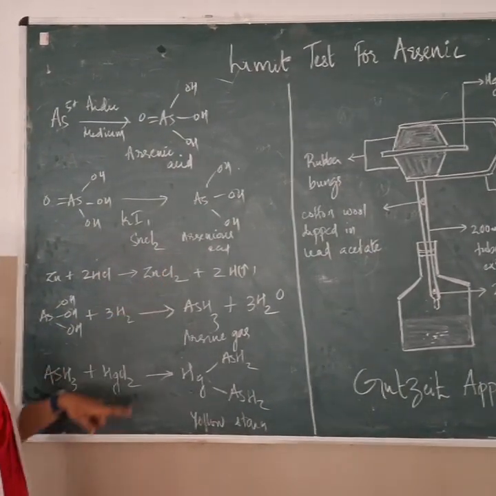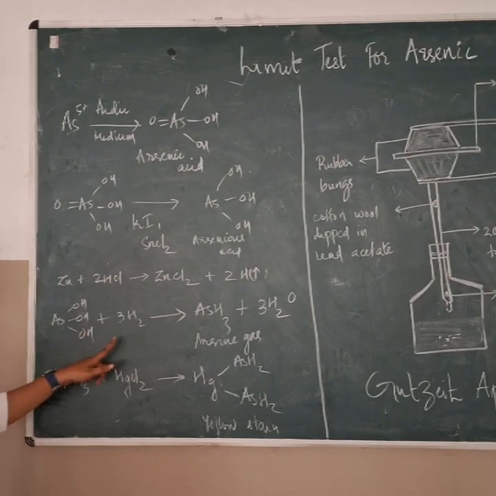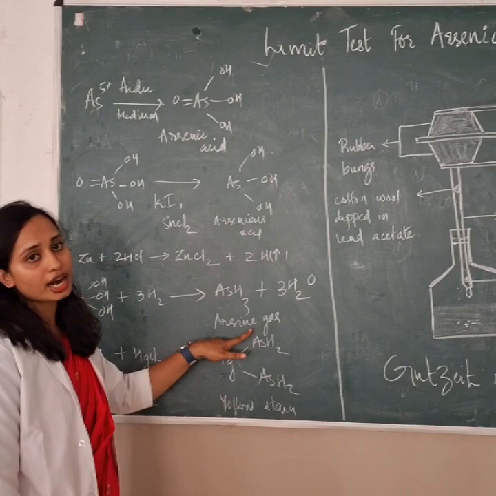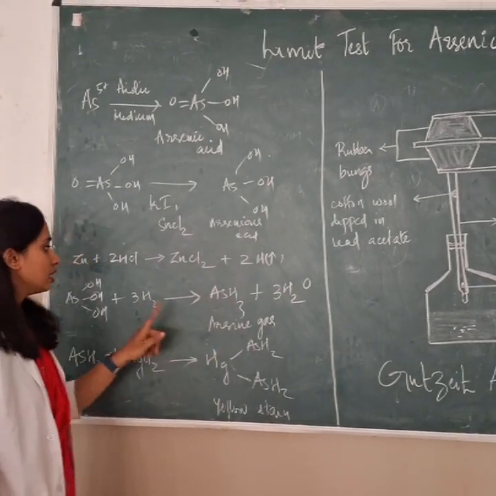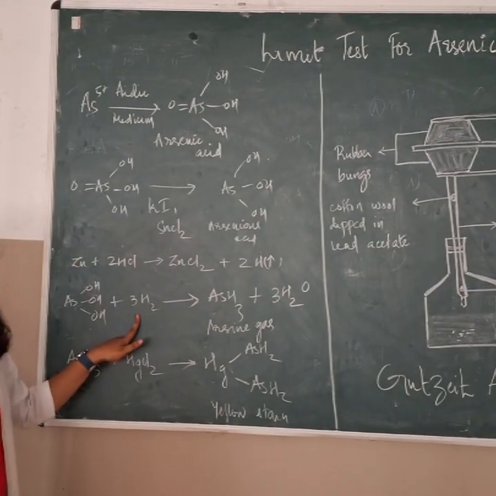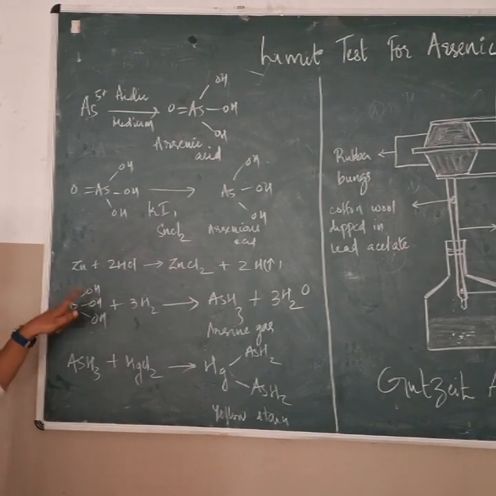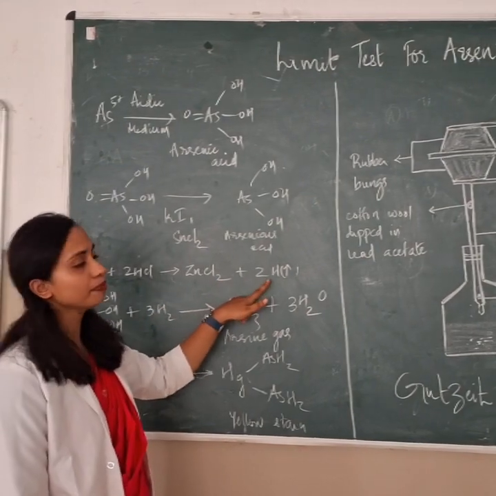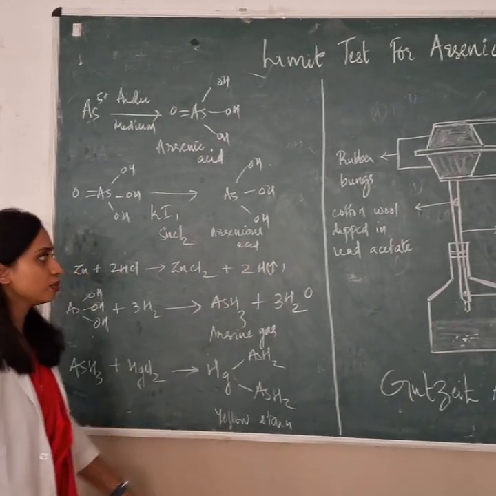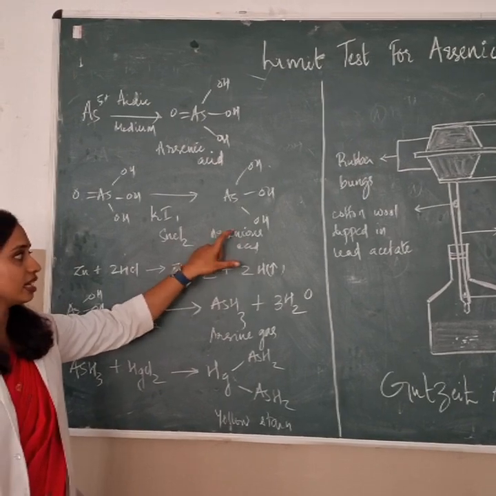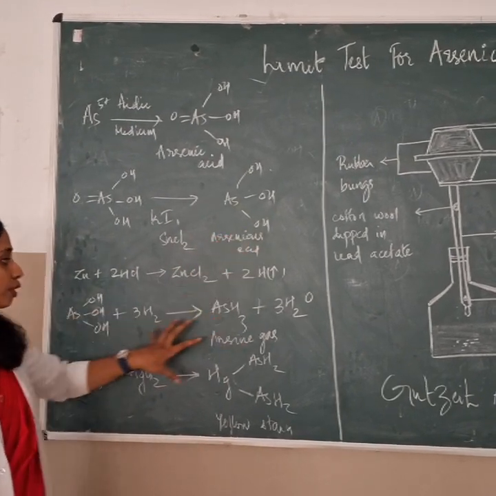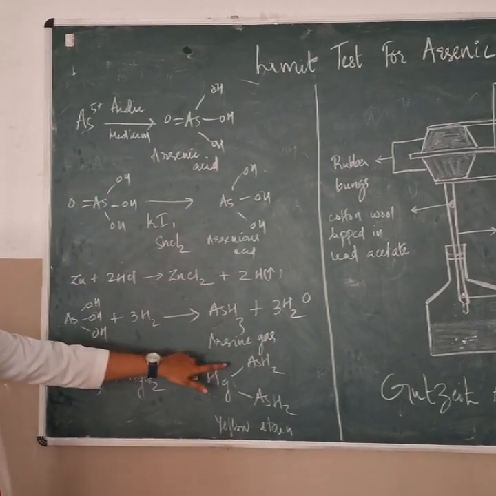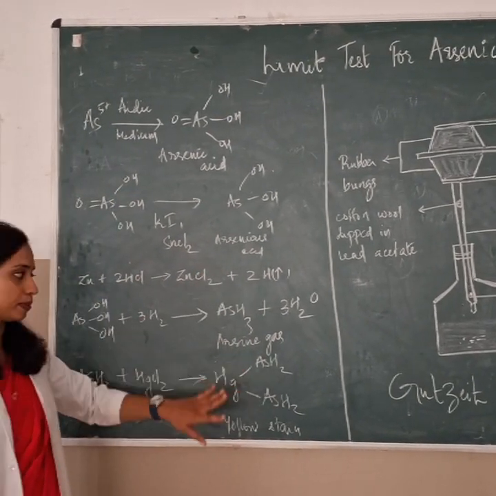So the arsenous acid, in the presence of nascent hydrogen, is converted into arsine gas, that is AsH3. The production of nascent hydrogen takes place by the reaction of zinc and hydrochloric acid to produce zinc chloride as well as the nascent hydrogen. The nascent hydrogen produced here reacts with arsenous acid to produce the arsine gas. So the conversion of arsenic impurity to arsine gas is depicted in this principle.